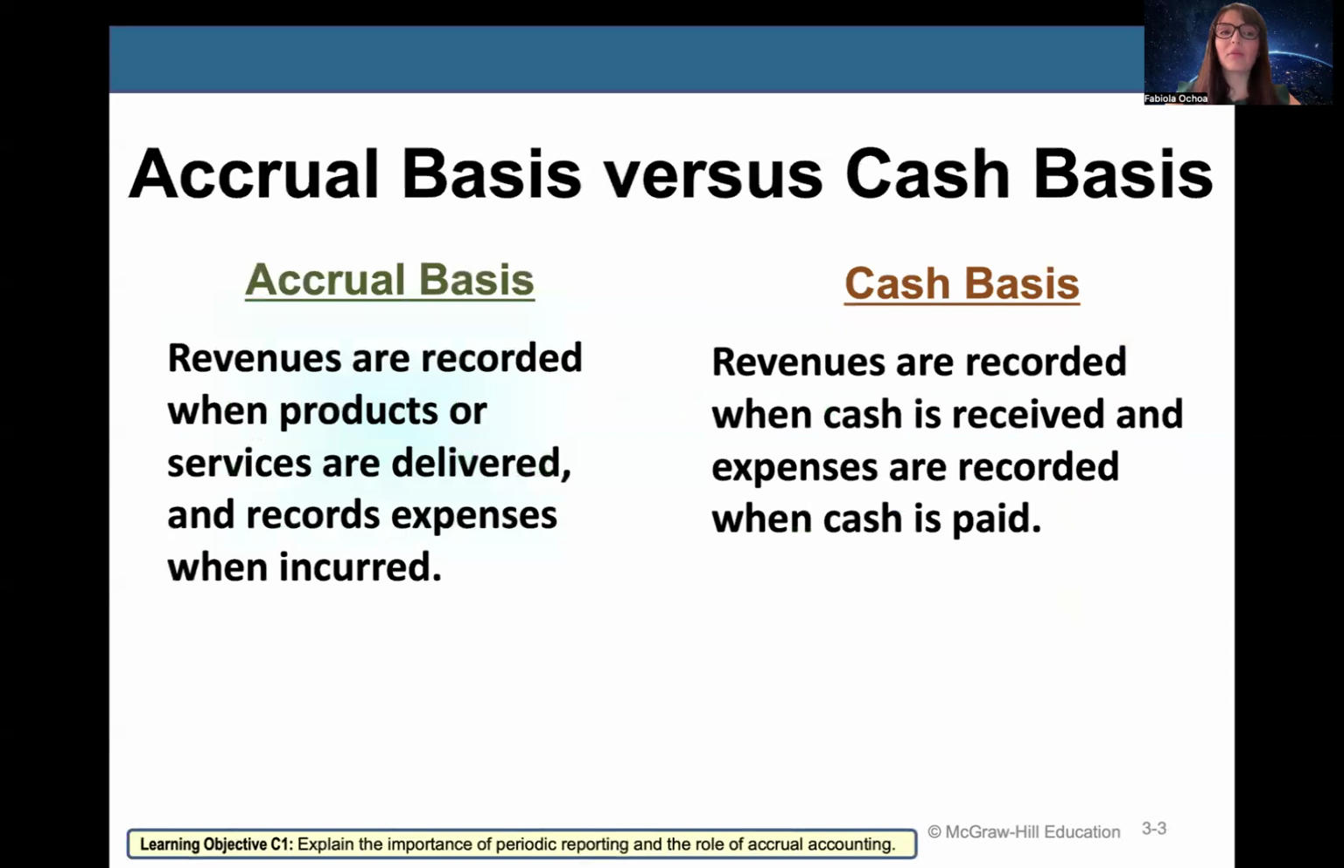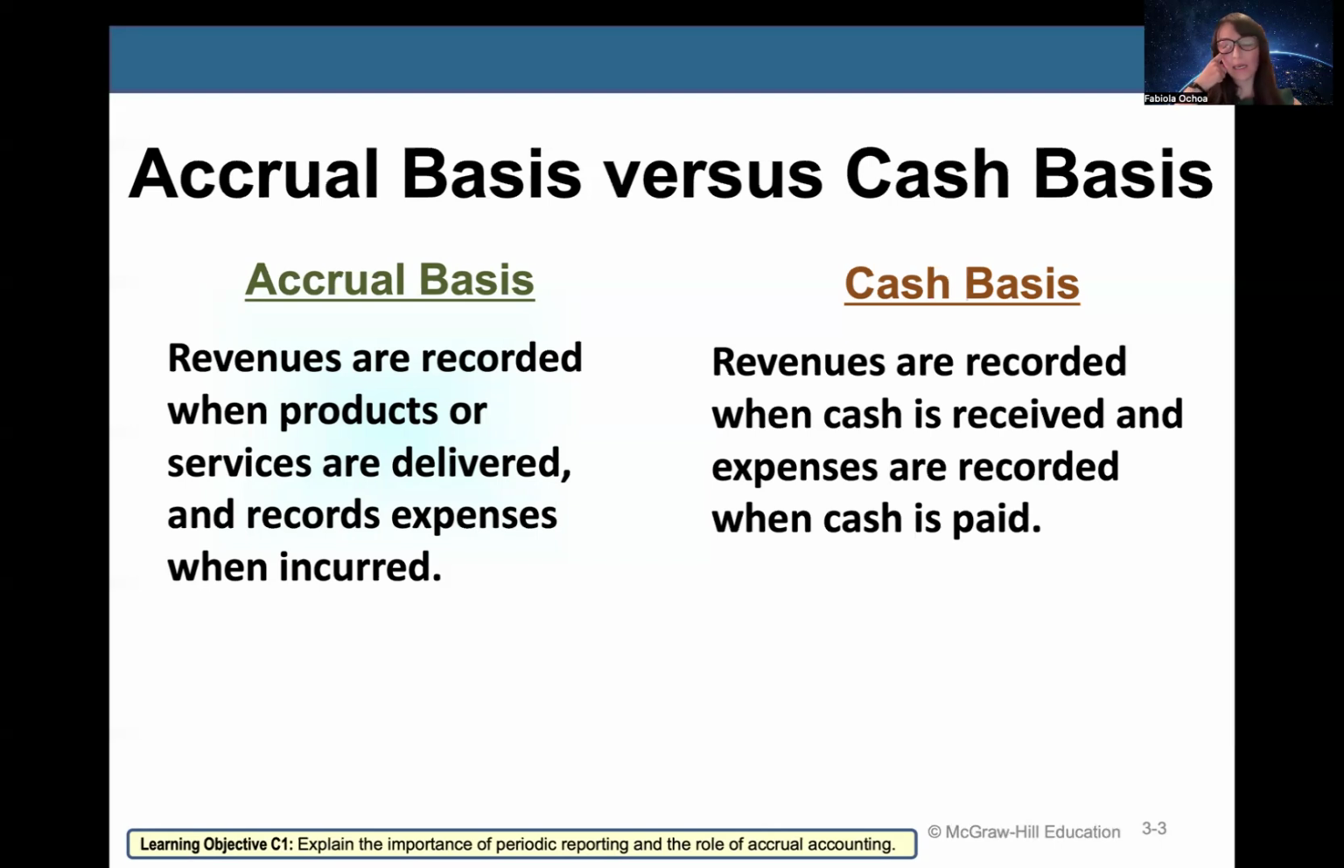In this chapter, we will be discussing accrual and cash basis accounting. Now, this is a very important topic. The accrual basis of accounting is when revenues are recorded when products or services are delivered and records expenses when incurred. So please take note here under the accrual basis, cash is not required to exchange hands.